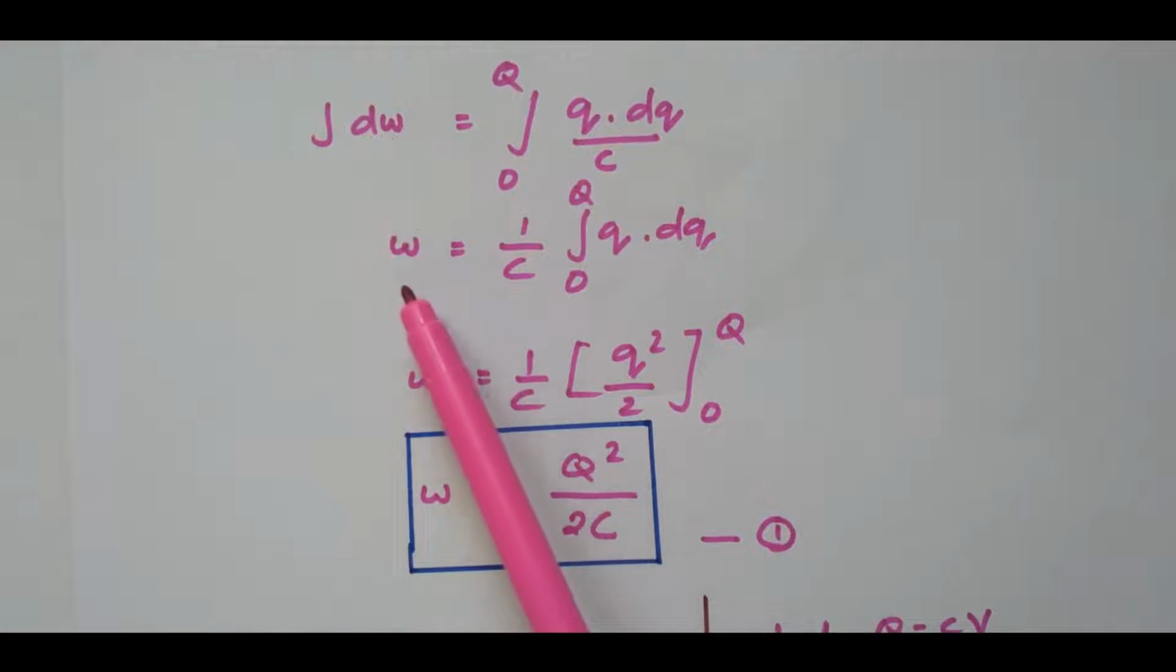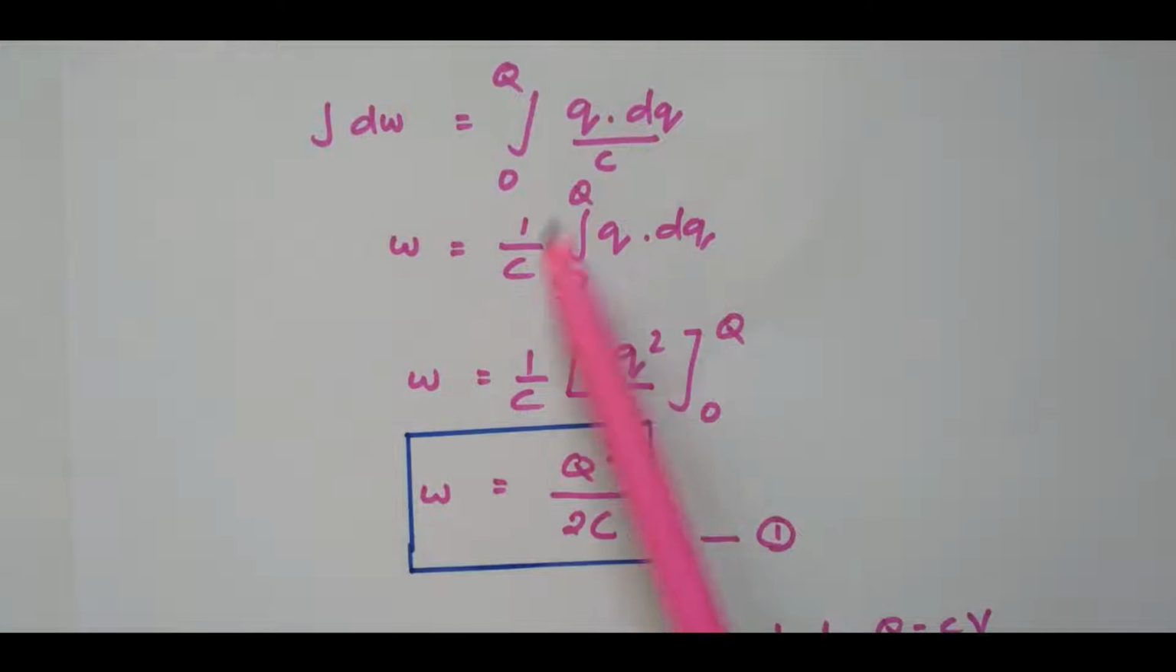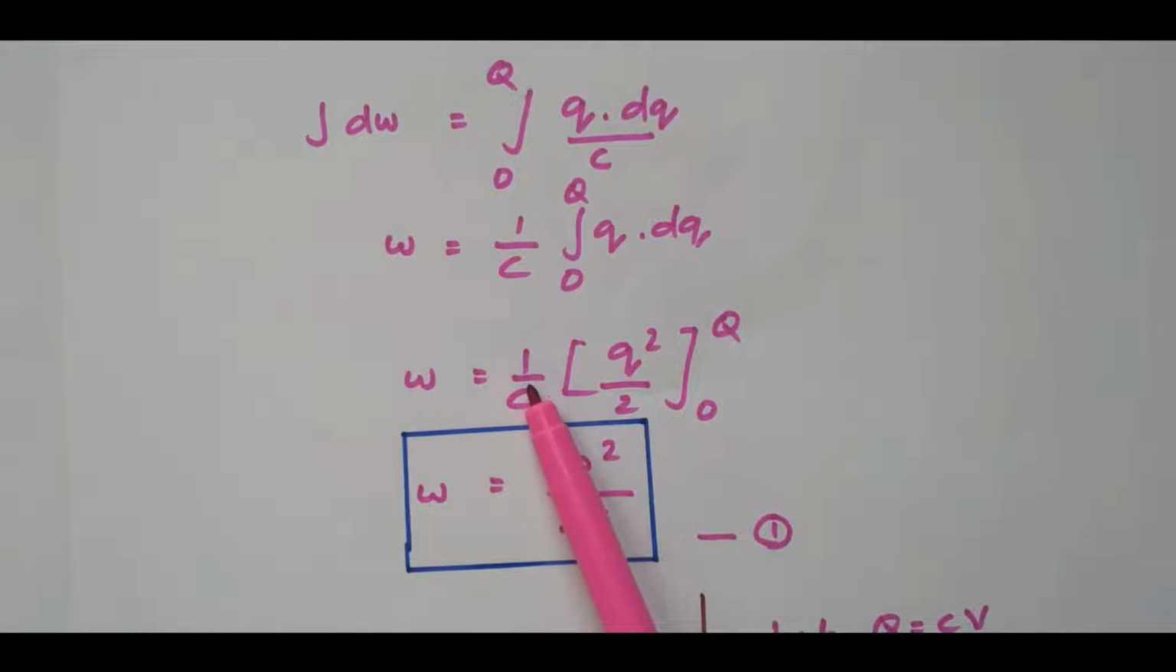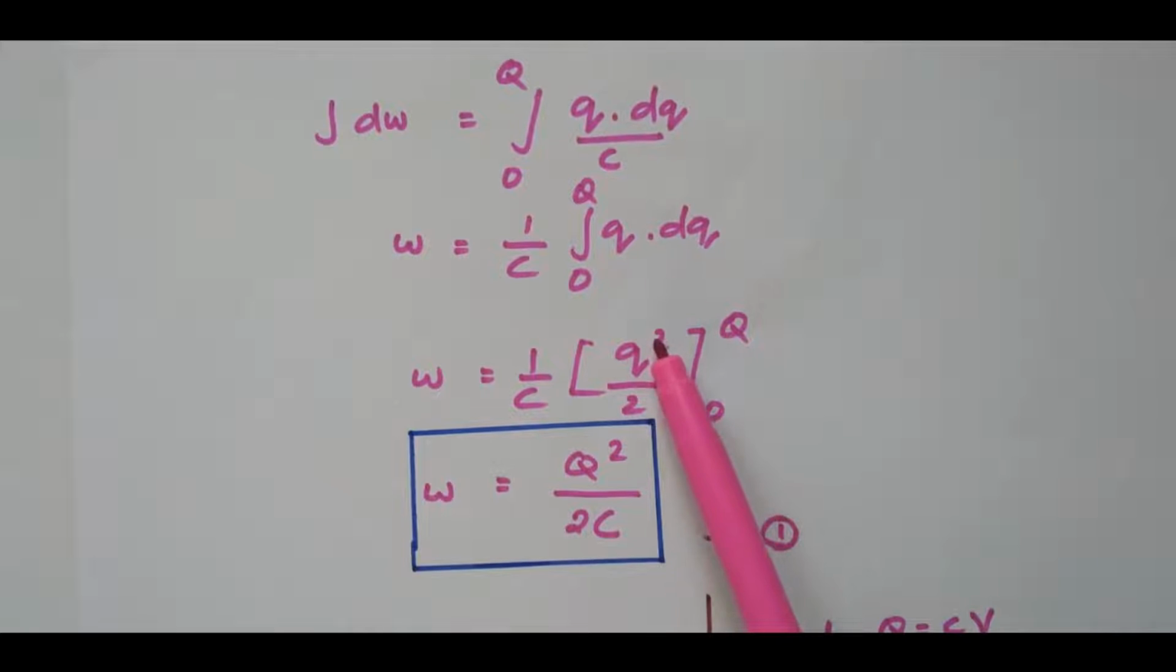Now it is integrated on both sides, the limit is applied. So integral dW equal to W. 1 by C is constant, so integral 0 to Q, Q into dQ. So W equal to 1 by C, the integral of Q is nothing but Q square by 2. We need to substitute the limit 0 to Q. So what will happen? 1 by C into Q square by 2, so Q square divided by 2C. The energy stored in the capacitor is Q square divided by 2C. By substituting this limit, small q is replaced by capital Q, so Q square divided by 2C.